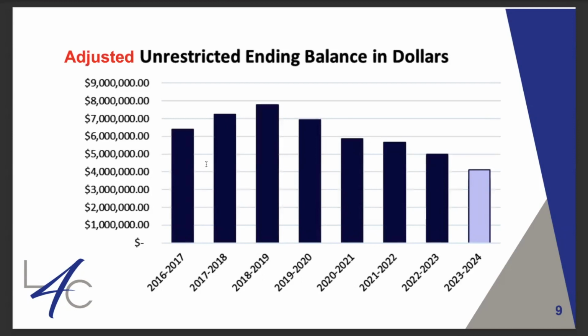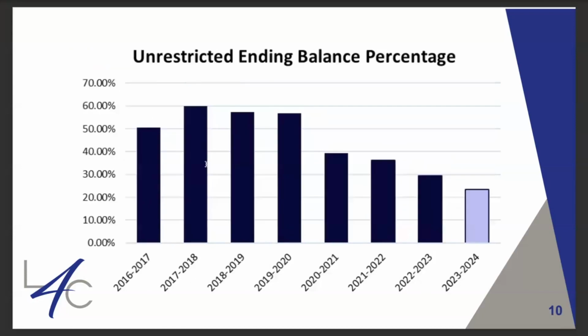But it's going to make more sense if we go ahead here and look at things not in terms of dollars, which change in value over time, but in terms of percent, because the percent of the budget is a cleaner way to look at it, because dollars aren't worth as much today as they were in the past. So here's the unrestricted ending balance in terms of percentages. And you can see it peaked up around 60% way back in 17, 18, and then dropped.